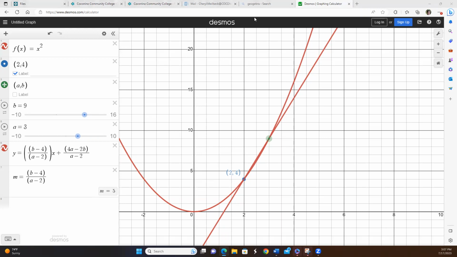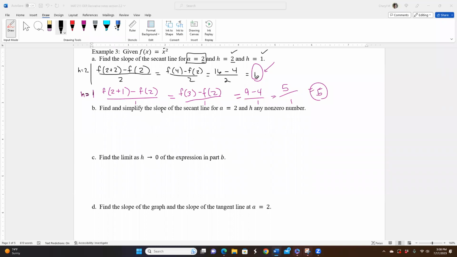Let's go back. In this next part, it wants us to simplify the slope of the secant line for a equals 2, and h is any non-zero number. So here we're going to let h remain a variable. That will look like this. F of 2 plus h minus f of 2 over h. So f of 2 plus h would be what we get when we substitute 2 plus h into my function. So it would be 2 plus h squared. F of 2 we already found to be a y value of 4. And h in this case is going to remain a variable.